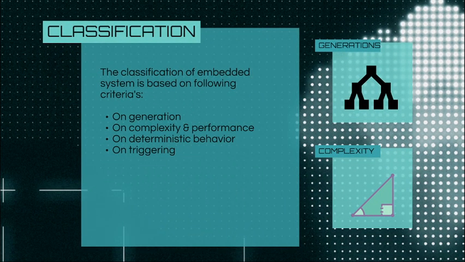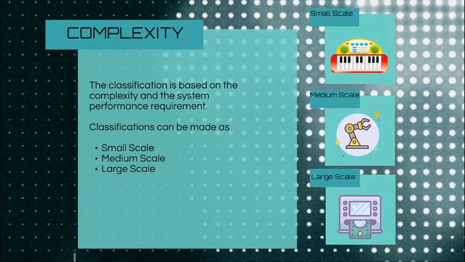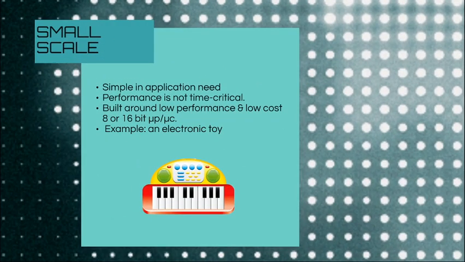Now let us see how embedded systems are categorized on complexity and performance. In this category, embedded systems are classified as small scale, medium scale, and large scale embedded systems. Small scale embedded systems are simple in nature. Performance is not time critical. They are built upon 8 or 16-bit microcontrollers. An electronic toy can be categorized as small scale embedded system product.